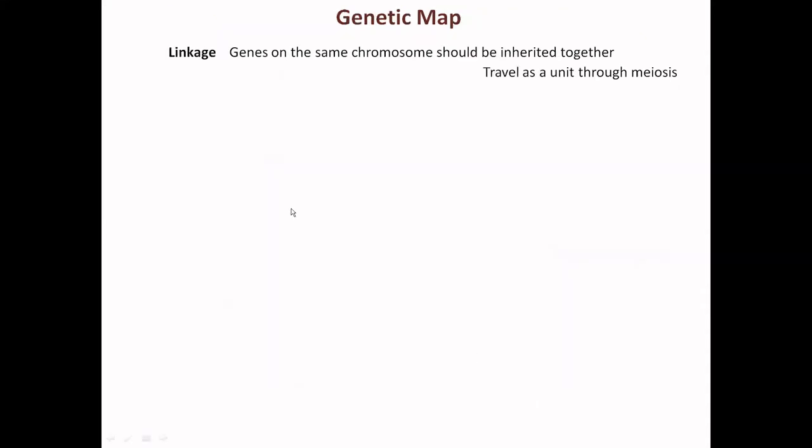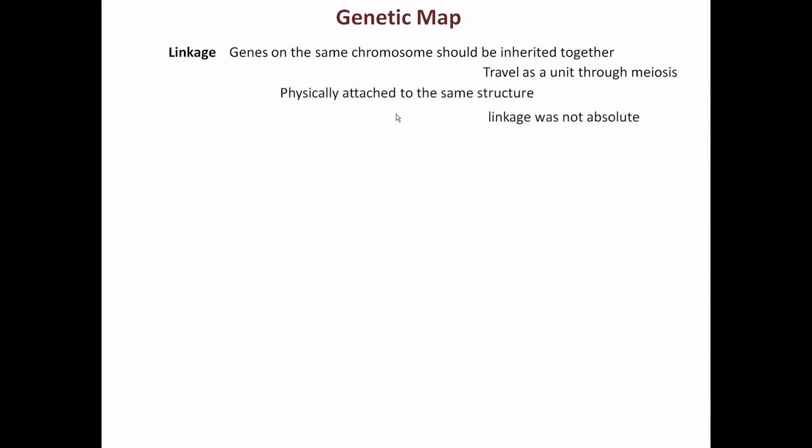So what is a genetic map? In the genetic map, we get the information about linkage, meaning how two genes are related. Genes on the same chromosome should be inherited together. Based on that, we have the concept of linkage, and they travel as a unit through meiosis.